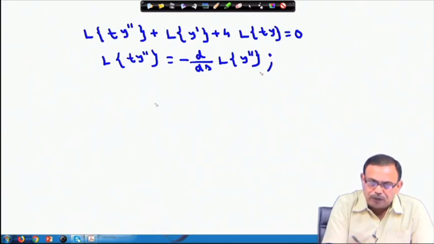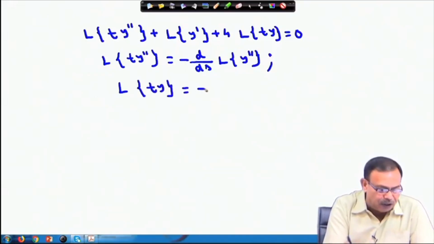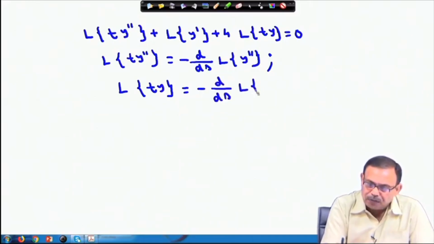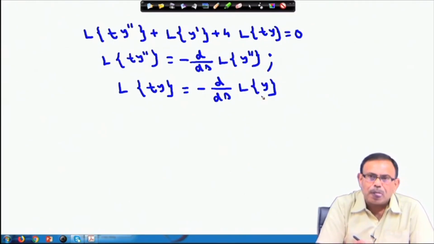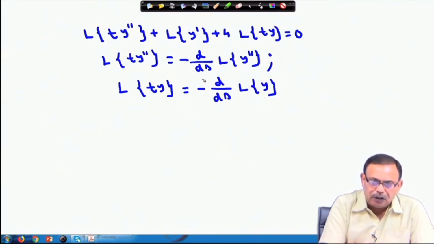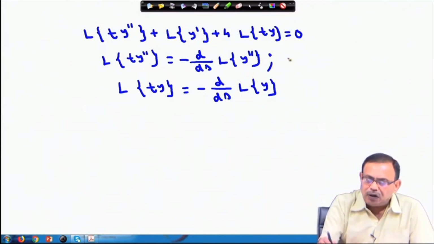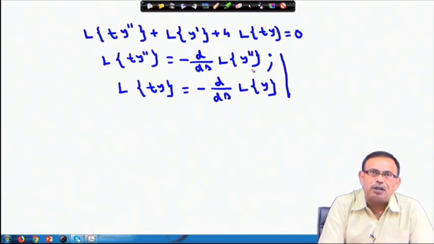Similarly, if I want to take the Laplace transform of t y, it will be minus d by d s of the Laplace transform of y. So, using this property, now I can get back to my original thing. Please note this: the Laplace transform of t y double dash is minus d by d s of the Laplace transform of y double dash, and the Laplace transform of t y is minus d by d s of the Laplace transform of y.